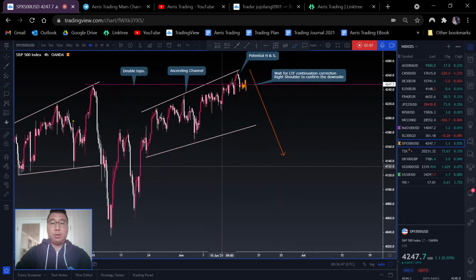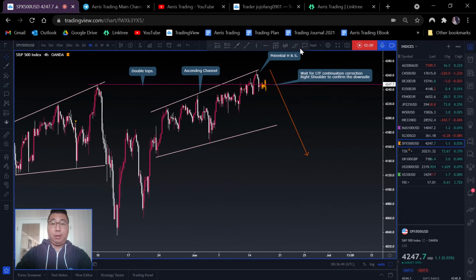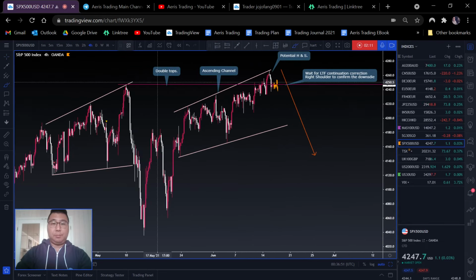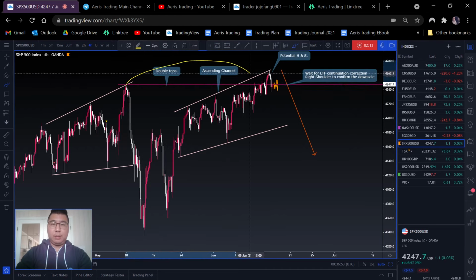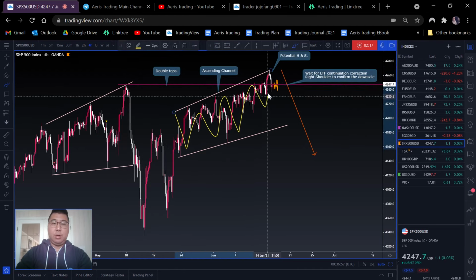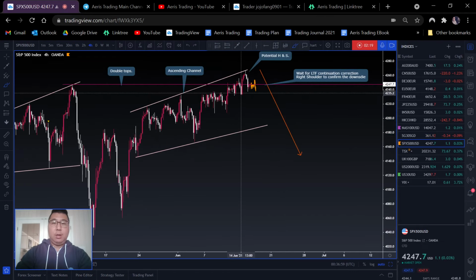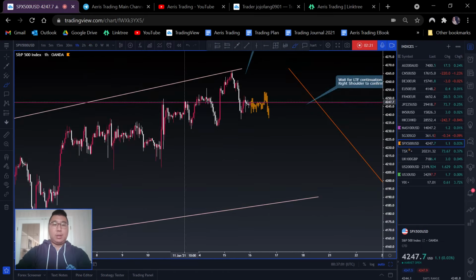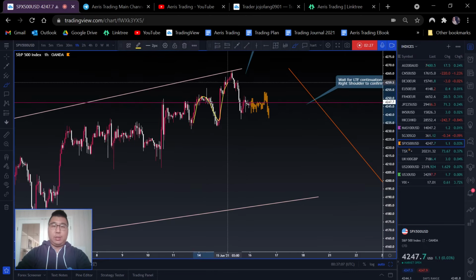S&P 500 is also a pair I'm looking at very closely as well. Similarly, we're getting this kind of double top formation. We have this kind of ascending channel structure. Price is correcting within, and you can see this latest bit of the price here is forming a potential head and shoulders pattern.